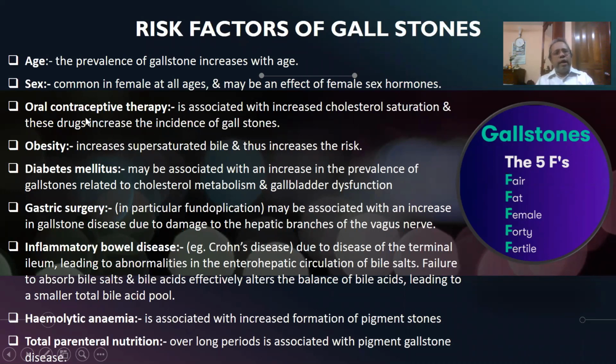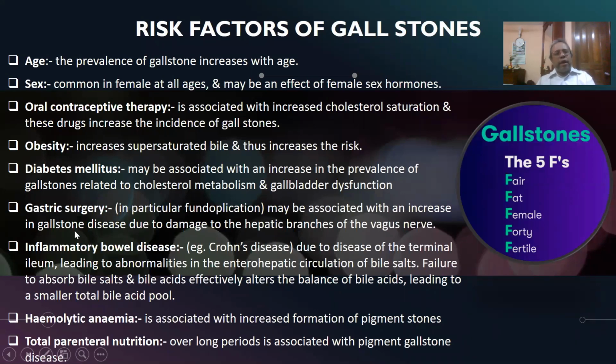Then another is obesity. Increased obesity means increased cholesterol, increased fatty tissue within the body. So there is more proneness to develop stones, with increased supersaturated bile, thus increasing the risk of stone formation. And another important thing is diabetes mellitus, which may be associated with an increase in the prevalence of gallstones related to cholesterol metabolism and gallbladder dysfunction. So in a diabetes mellitus patient, there is more chance to develop gallstones. But not all diabetics have gallstones. It may be a predisposing factor, a risk factor.